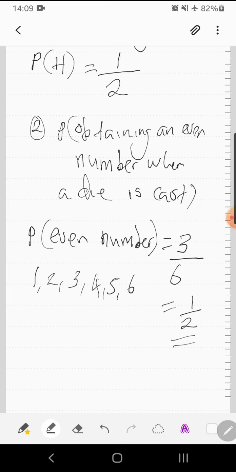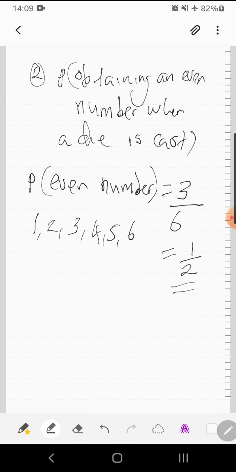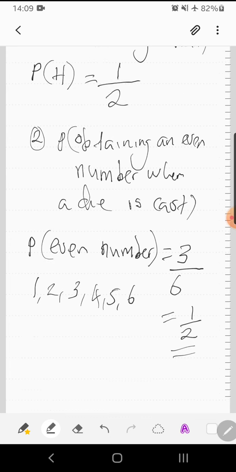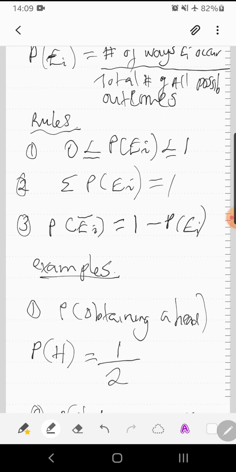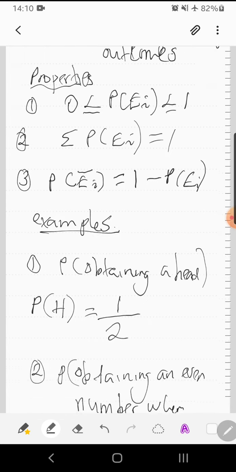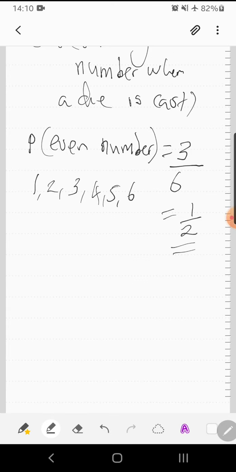Okay, so that's how we obtain probabilities. Okay, so we have rules in probabilities. Maybe actually these should be properties. These are properties. And now we look at the rules. So we have the first one, which is the addition rule.